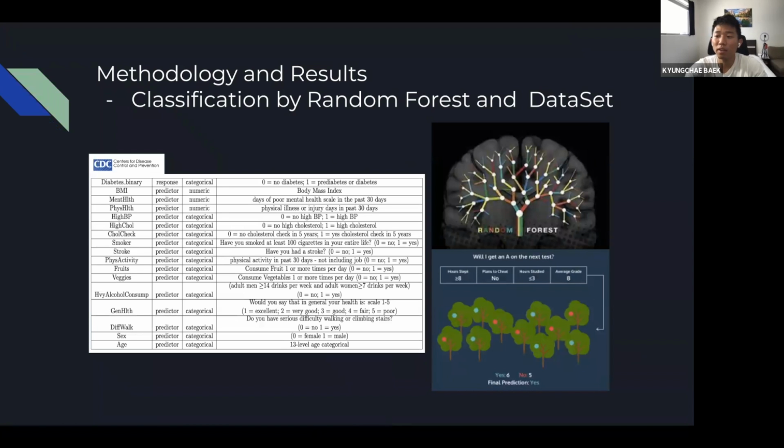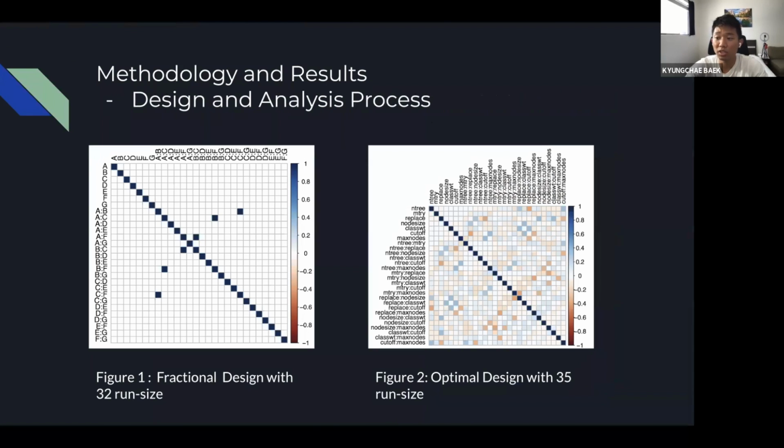Our team planned and analyzed an experiment utilizing the data set diabetes with the goal of inferring which random forest parameters are most important, influencing cross-validated accuracy. We created designs and compared them to find the best design given only 35 runs. Here we provide two designs, fractional and optimal design.